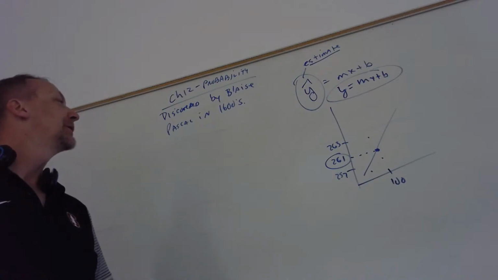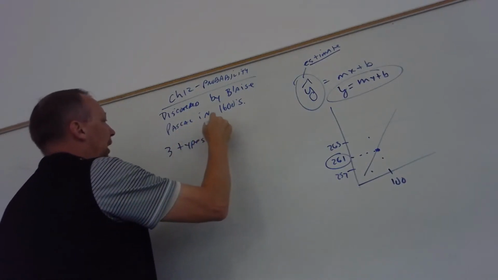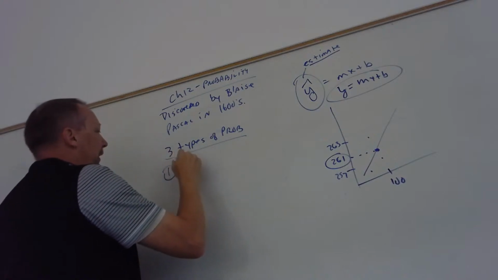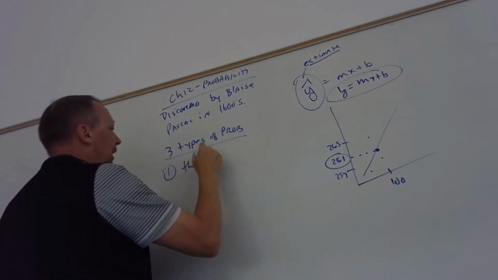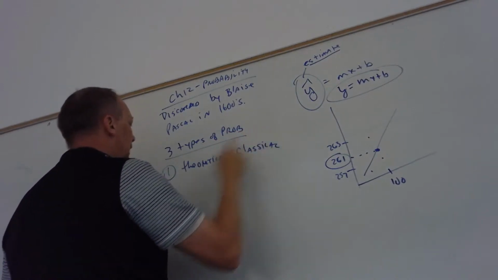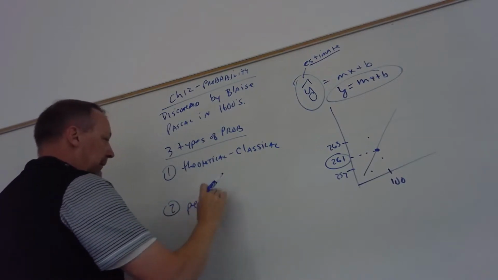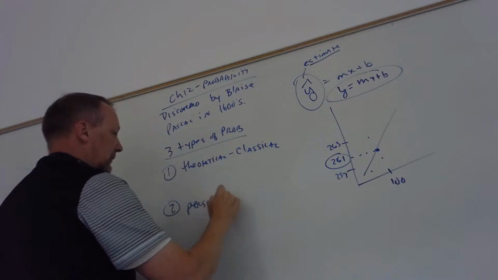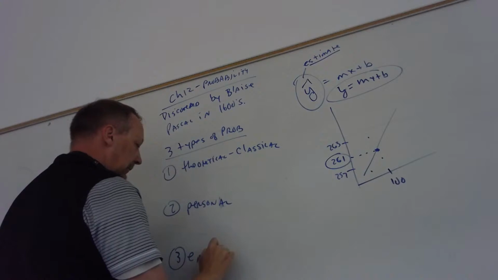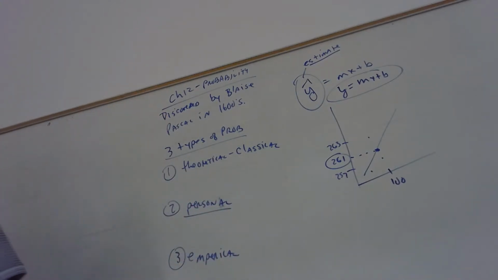Okay? So there are 3 types of probability. You've got the theoretical, also called the classical. You've got personal, and you've got empirical. Okay, let's talk about personal first.